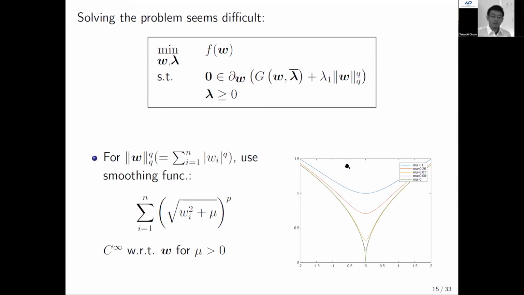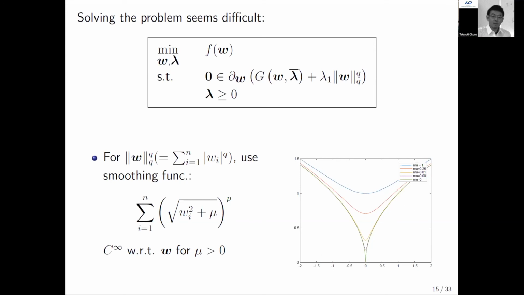This figure shows the graph of this function for positive mu, from 1 to 0. The graph at the bottom is the original LQ function. You can see as mu decreases to 0, the graph gets closer to the original function. But this function is all smooth when mu is positive.